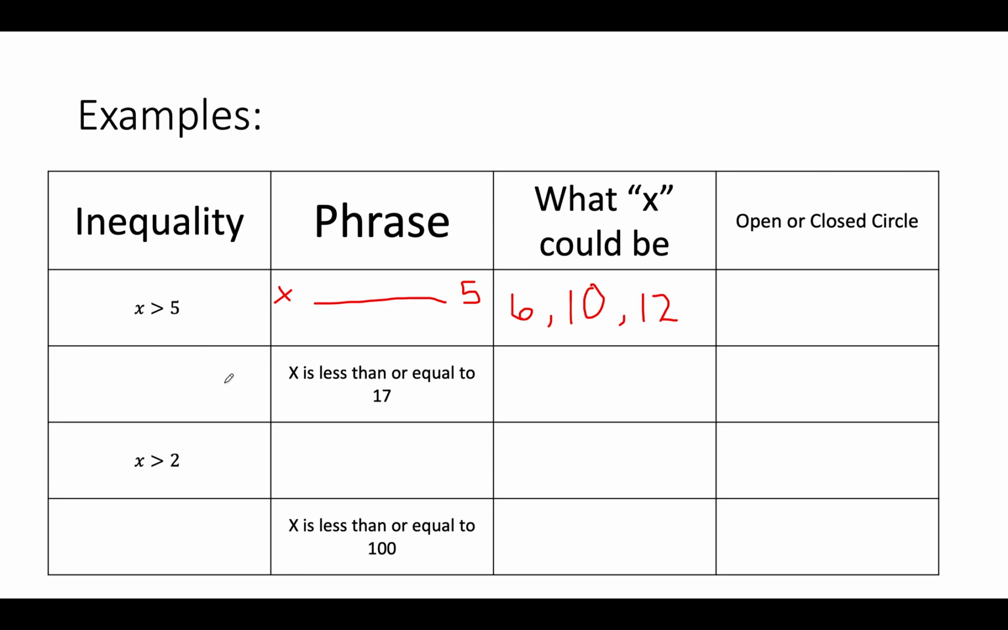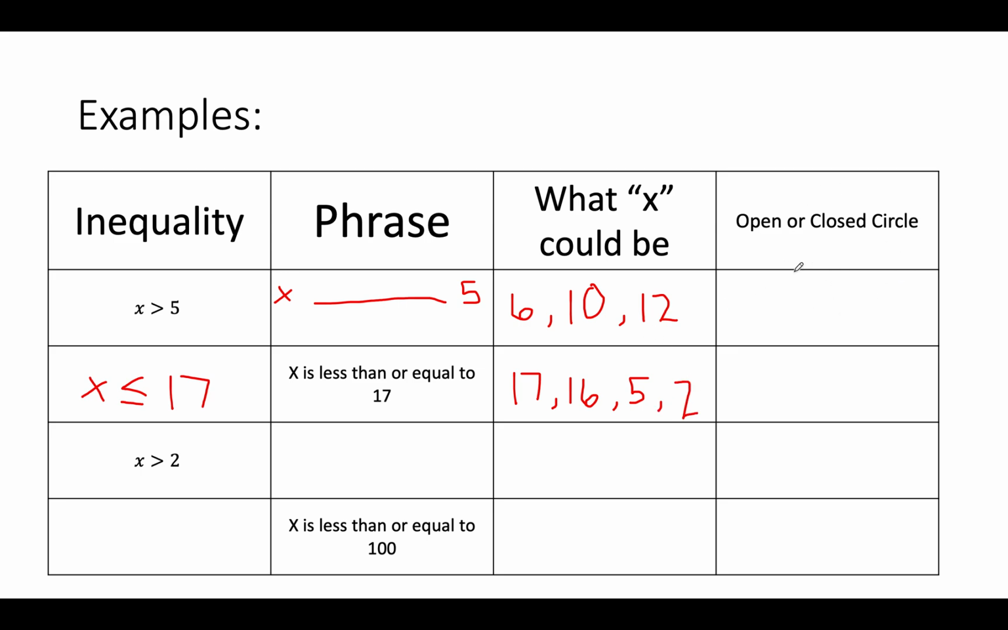Here, this inequality is blank, but it gives us the phrase. We have x is less than or equal to 17. So if I read that left to right, I want to put x, and then I have less than or equal to, and 17. In this case, I need something less than or equal to 17. So 17 could be an answer because 17 is equal to 17. But any other numbers have to be less than 17. So 16, let's use 5 again, and I don't know, maybe 2.